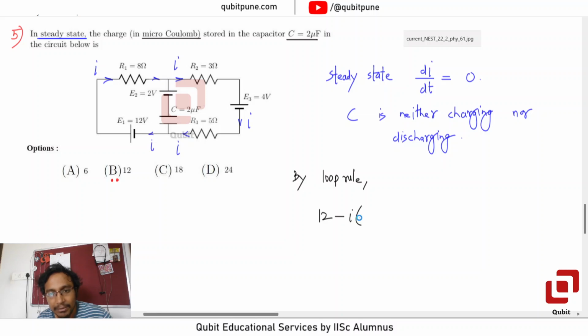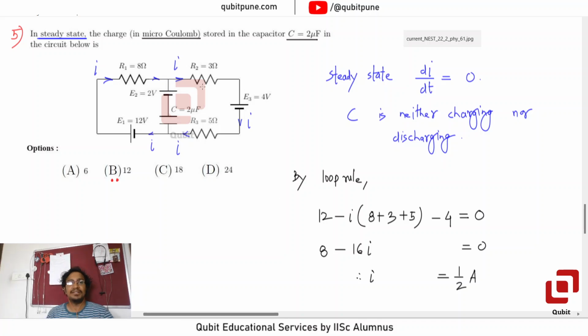Now I will take I common, since the same current is going through all the resistors. 8 plus 3 plus 5. Now please tell me what will the convention be for this 4 volts? Is it assisting? It's not. Yeah, correct. Negative. Resistances of all three added: 16. So 12 minus 4 is 8, so 8 minus 16I is equal to 0. So we got the current. Current is half amperes and it is flowing in the same direction as we had shown or assumed it to be.